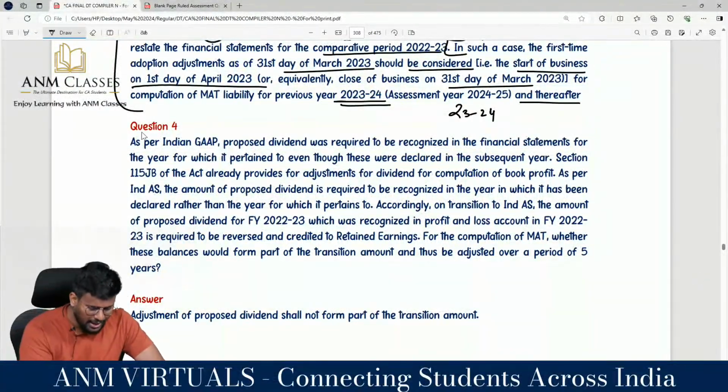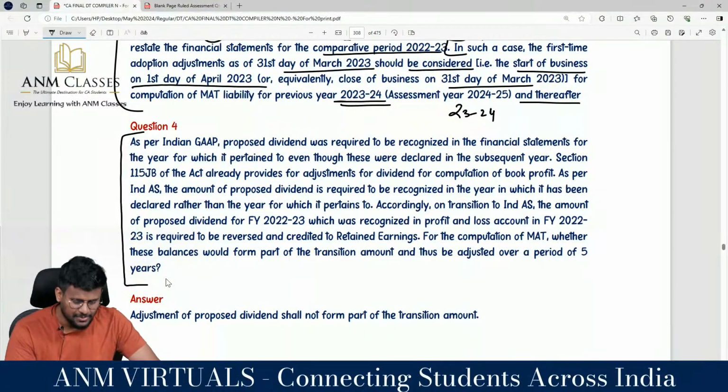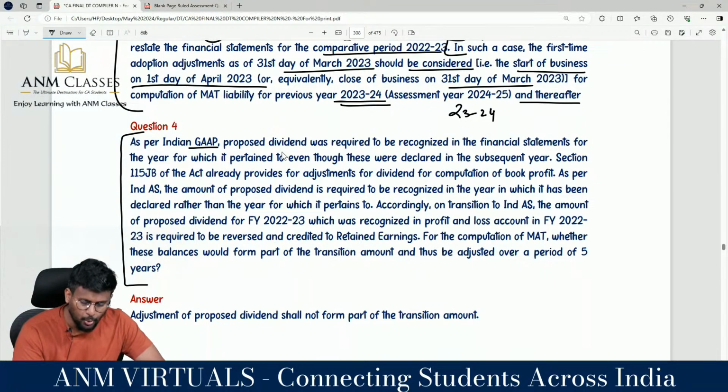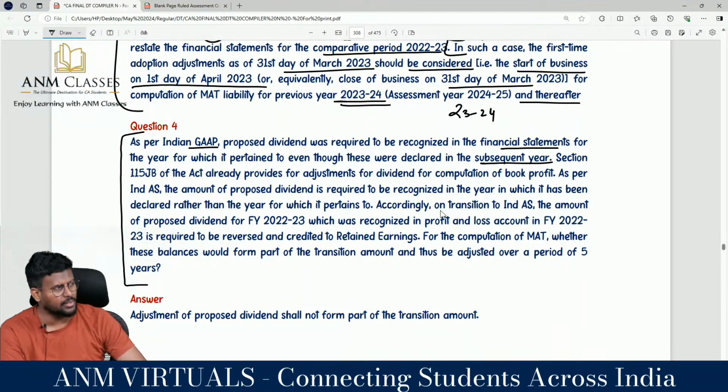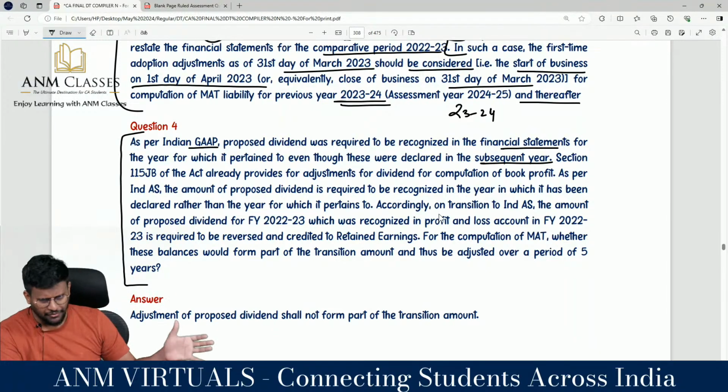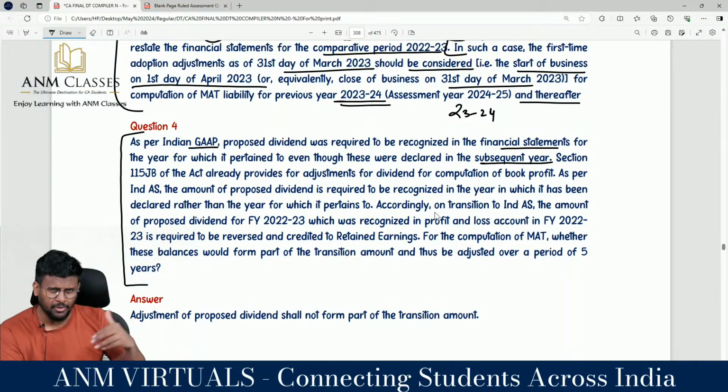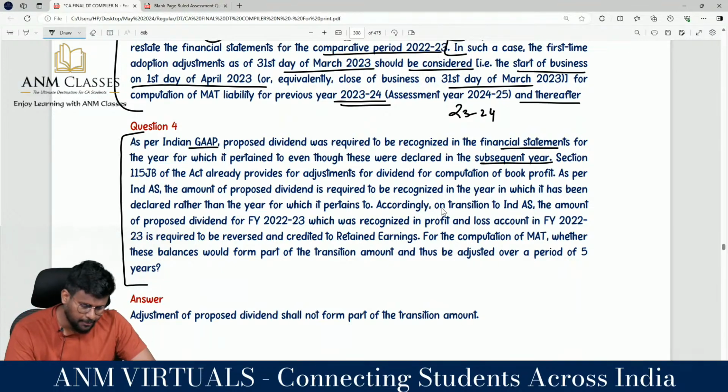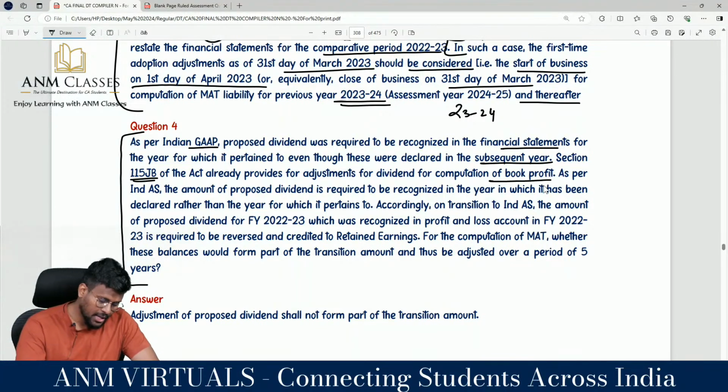So like that you are having FAQs. As per Indian GAAP, that is our normal practice which we have followed till now, proposed dividend was required to be recognized in the financial statement for the year to which it pertains, even though it was declared in the subsequent year. Proposed dividend we declare only in the next financial year, yet when we prepare the current year's P&L, we include it. Section 115JB of the Act already provides for adjustment for dividend for computation of book profit.